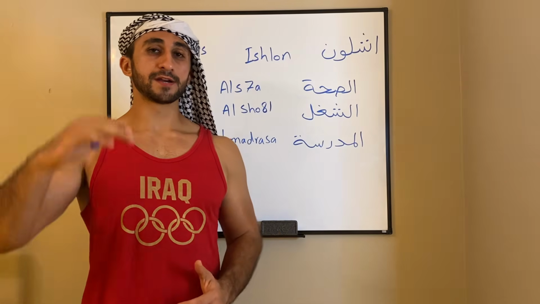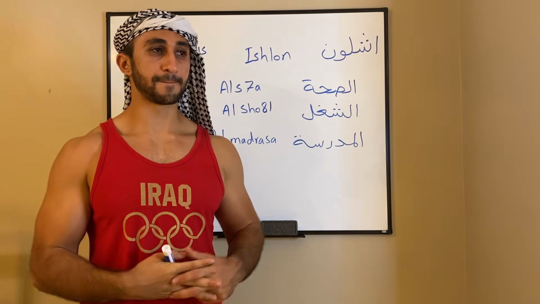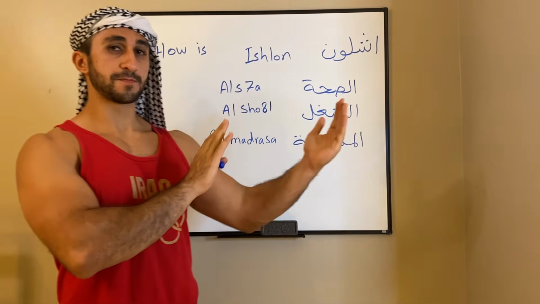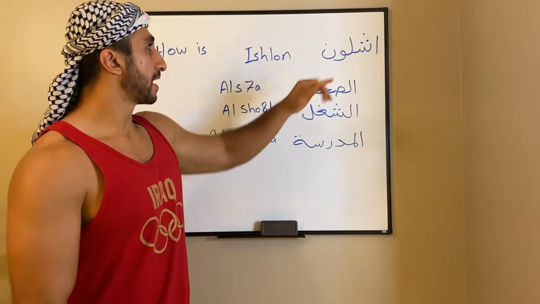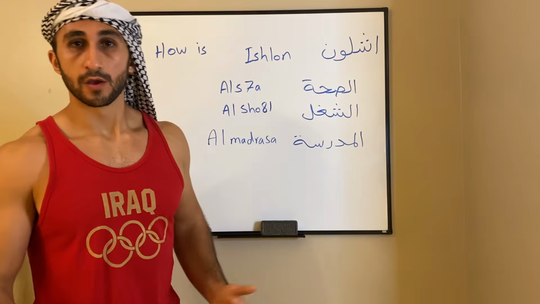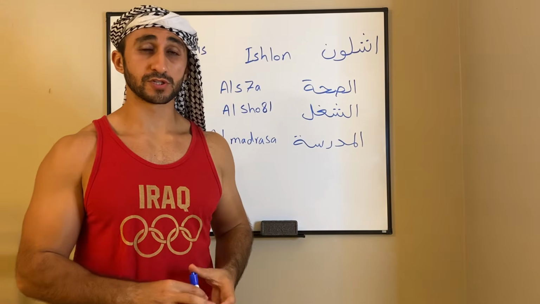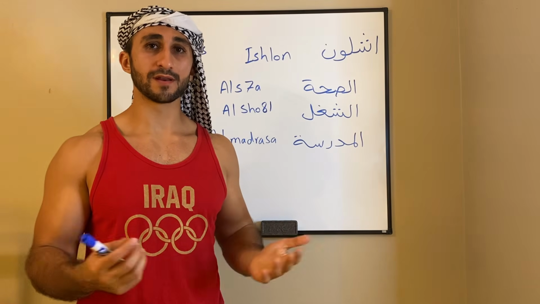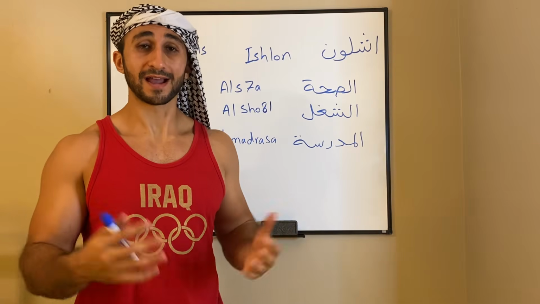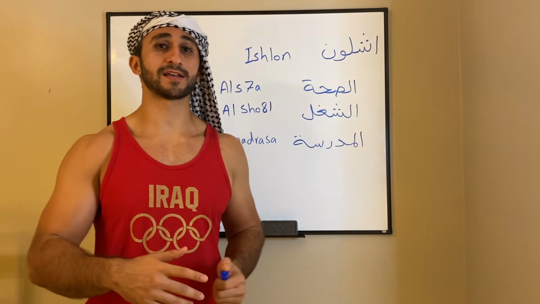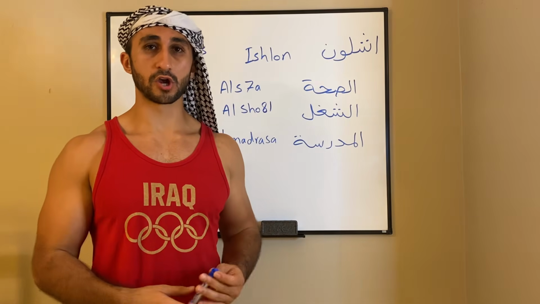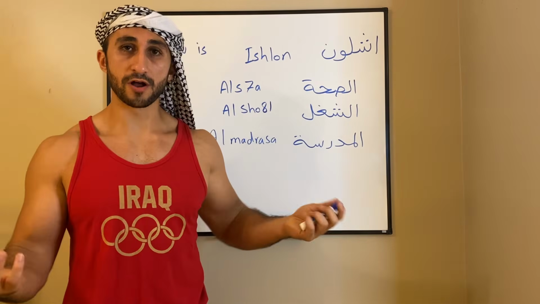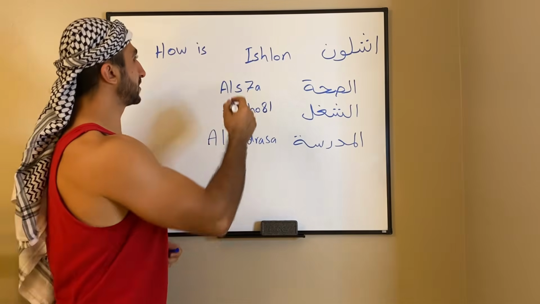So now that you learned how are you, I want to break up that verb that we use a lot for a lot of different things, okay? Which is ishlon, which is what I just taught you earlier. Ishlon is how is, or the color. When someone asks you ishlonek, how are you, it literally means what is your color. So we use ishlon a lot. Okay, so let me teach you how to say it.